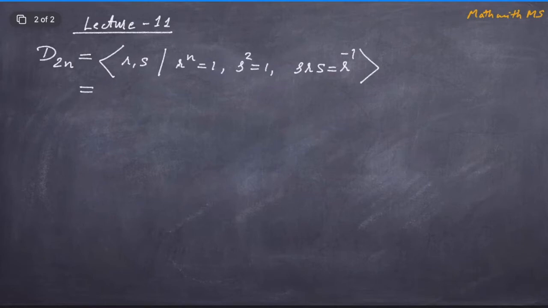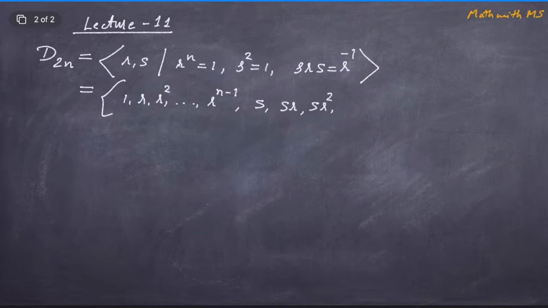So it is of order 2n and its elements look like 1, r, r squared, and so on, up to r to the power n minus 1, and then you multiply by s: s, sr, sr squared, and so on, up to sr to the power n minus 1.